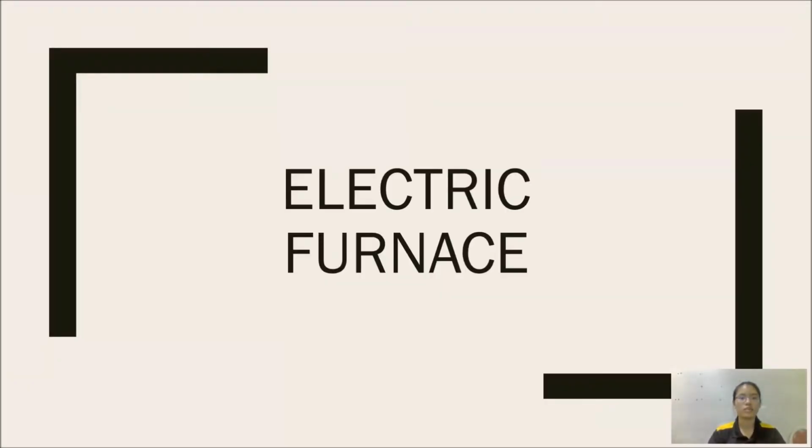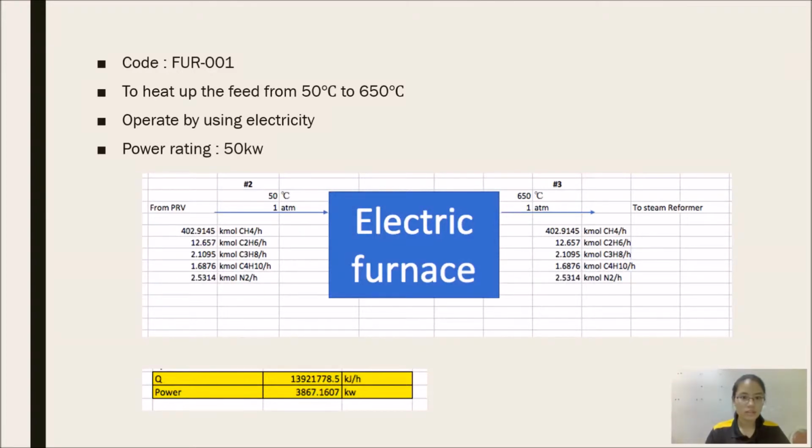So now I will proceed. I will start with the first unit, which is the electric furnace. The code of this electric furnace is FRU001. The function of the electric furnace is to heat up our feed, which is natural gas, from 50 degrees Celsius to 650 degrees Celsius.